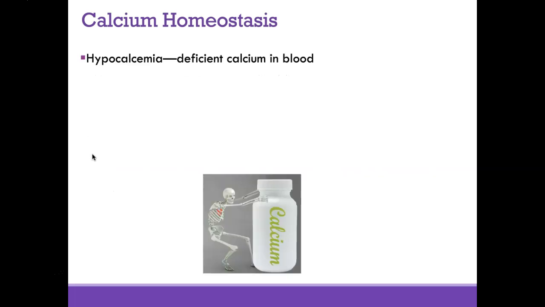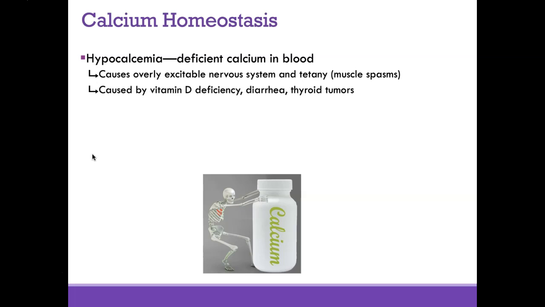If you have hypocalcemia, that means you are deficient in blood calcium levels. That can cause excessive excitability of the nervous system and what's called tetany, which are muscle spasms. If you had tetany of the muscles of the larynx, that could cause death by suffocation. A vitamin D deficiency, excessive diarrhea, or thyroid tumors could impact your ability to store calcium, and that could cause a calcium deficiency. Pregnancy and lactation also increase the risk of hypocalcemia.